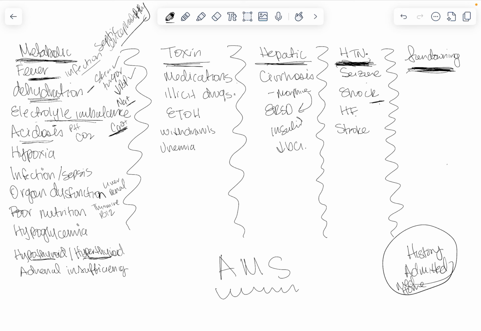Next is electrolyte imbalance. For electrolytes, I like to think of sodium and calcium. Low sodium or high sodium are risks for confusion. Same thing with high calcium. So if you have someone who's confused, look at their sodium, look at their calcium. Are they normal? Next is acidosis.